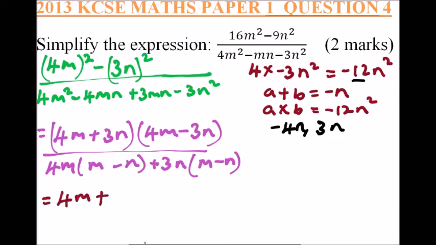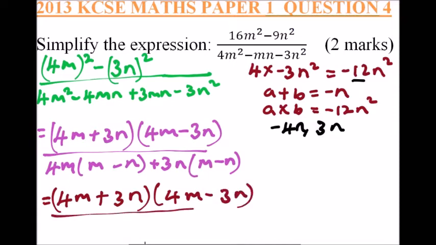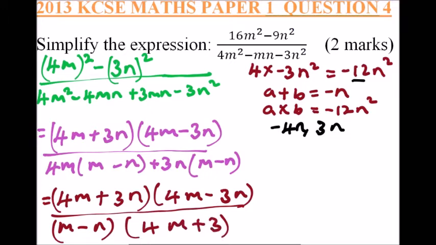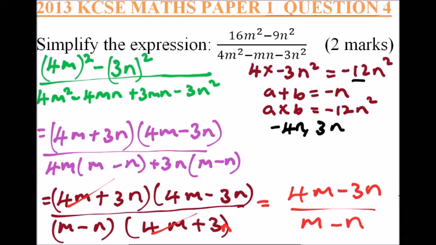So this is equal to (4m plus 3n)(4m minus 3n), divided by, we factor out m minus n, then we will be left with 4m plus 3n. You find that we can divide by 4m plus 3n, and here we will be left with 4m minus 3n. All this is divided by m minus n, and that is the farthest you can simplify that expression. You get yourself 2 marks.